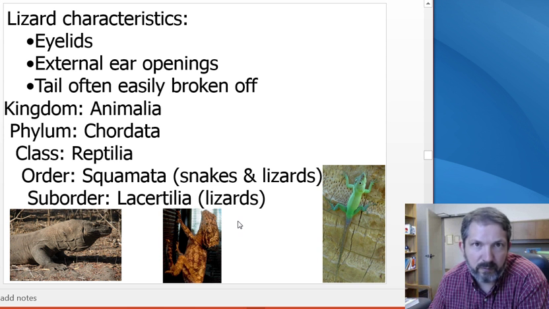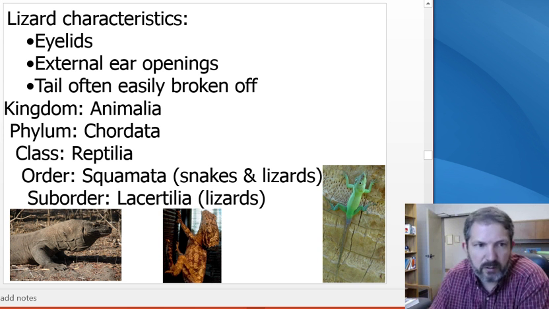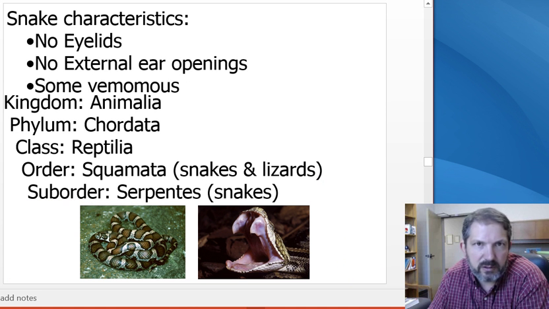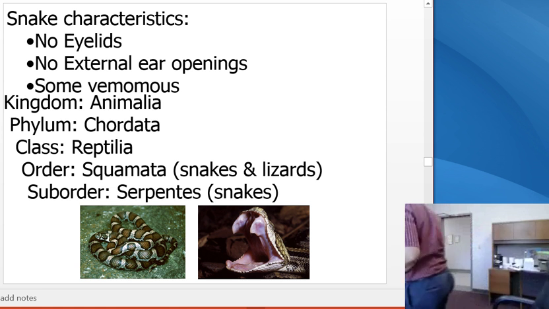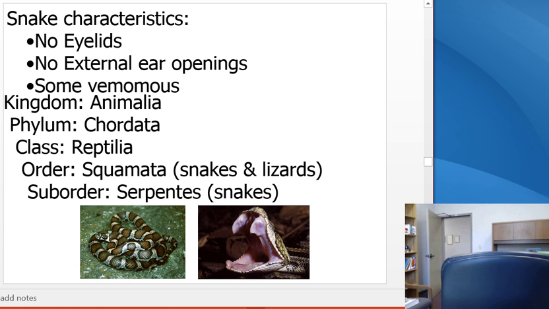And then we go to families. Several families of lizards, several families of snakes. Very cool groups. So snakes don't have eyelids, no external ear openings. Okay, so I'm just going to pull out my snake here.